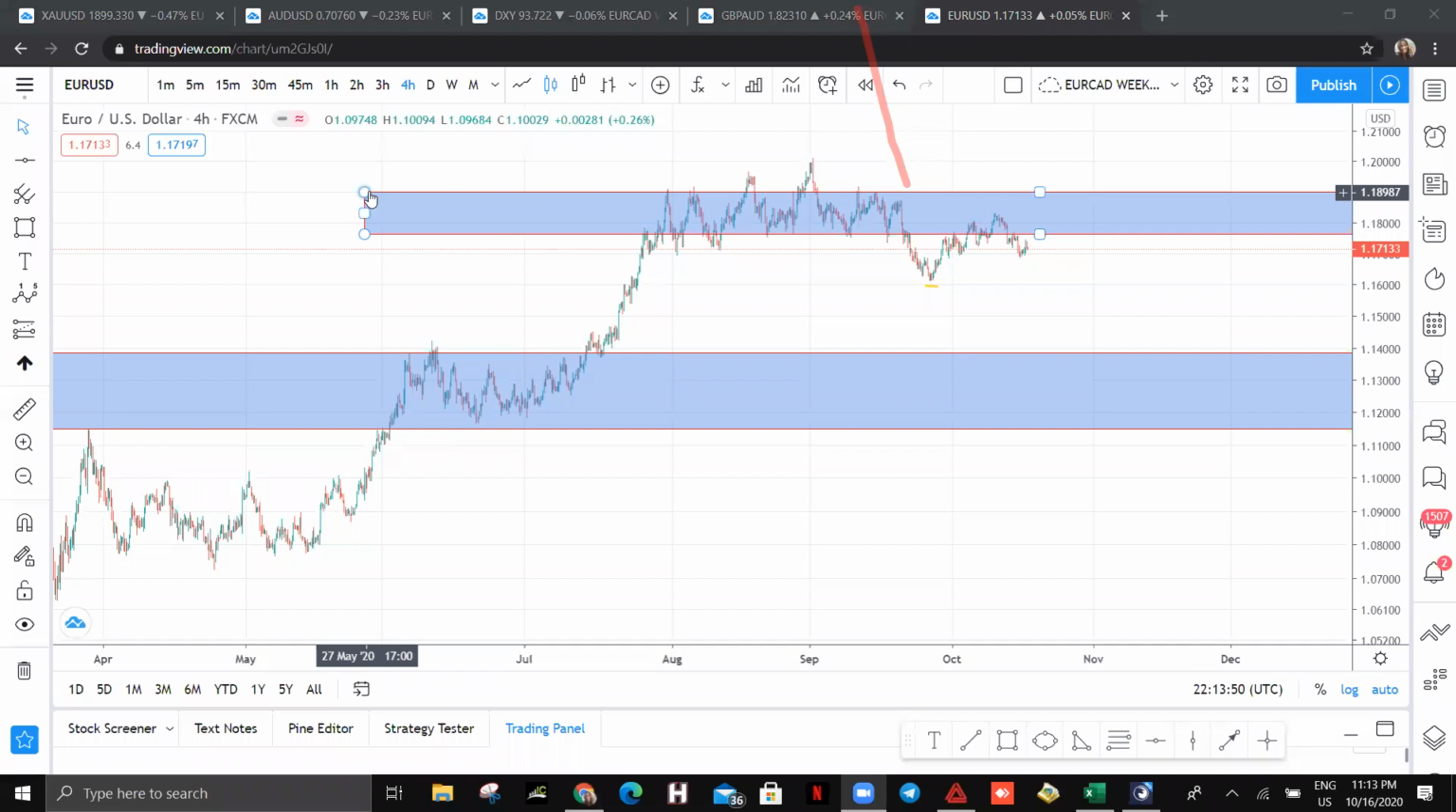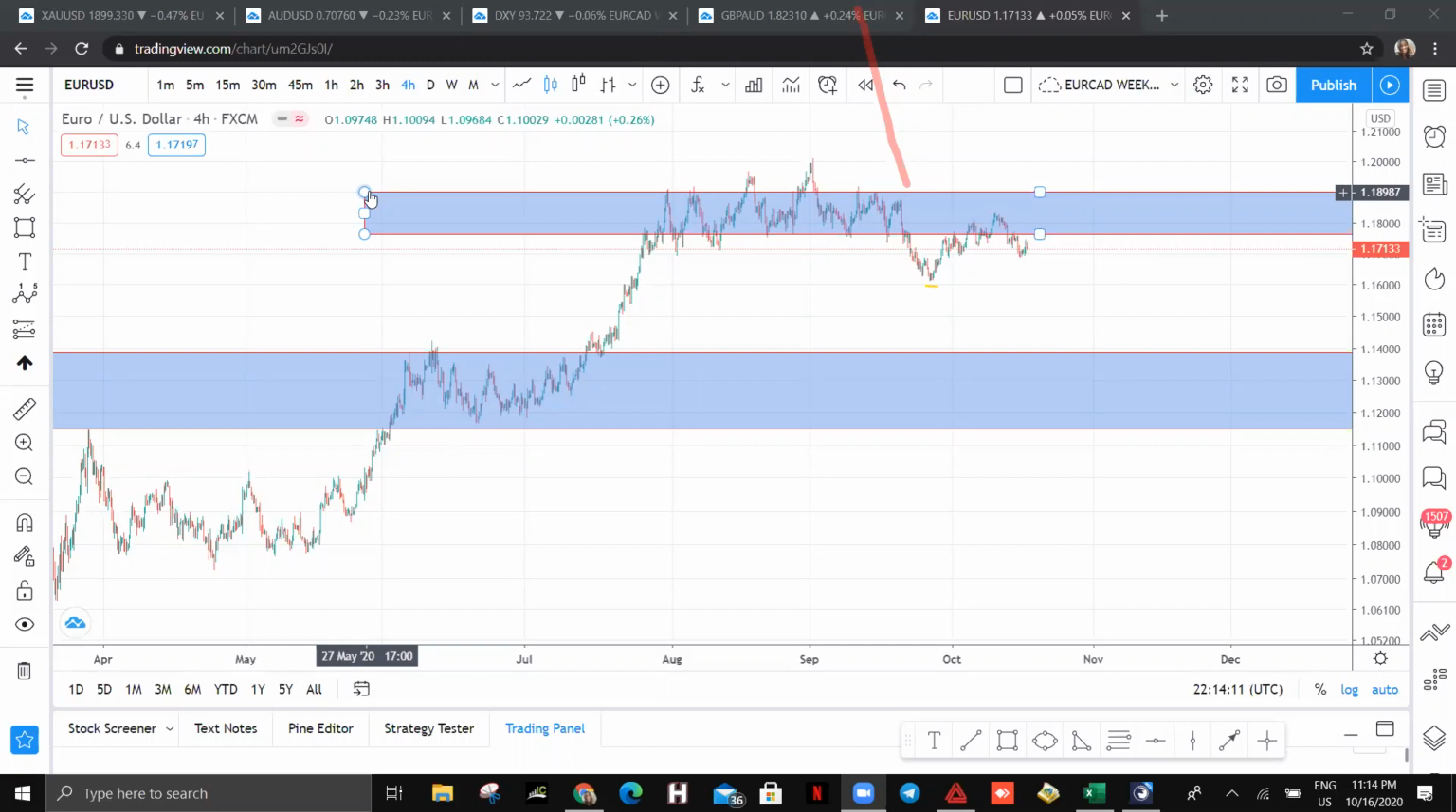Some people will ask, how will I know that the retest has been done? The very important numbers in the Fibonacci are 38.2, that's the strongest, then 50% and 61.8. Hope you're writing it down.